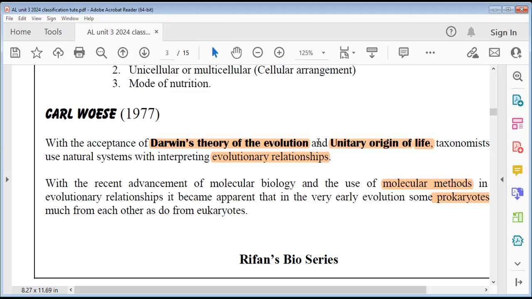One, Darwin's theory was accepted by the world. Second, there is the unitary origin of life. Unitary origin of life means all the organisms start from a common single cell. We all started from one point. It's called the unitary theory of life. Understood? From a single point, all the organisms evolved. That kind of a theory, and it is also accepted.